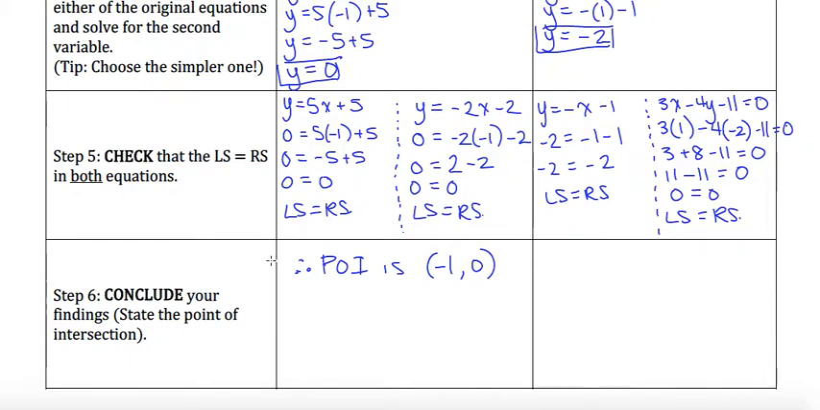So now that we have verified that our left side, right side checks are the same, we can say with confidence, in conclusion, therefore, the point of intersection is 1, negative 2. So those are some of the easier substitution equations. I know they all seem a little tricky at first, but those are some of the easier ones.